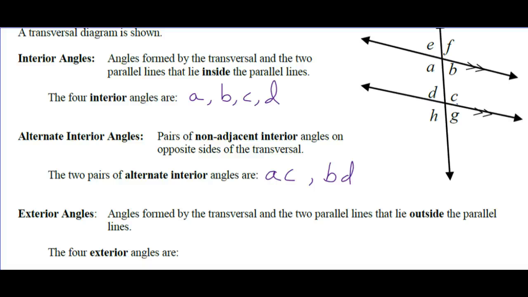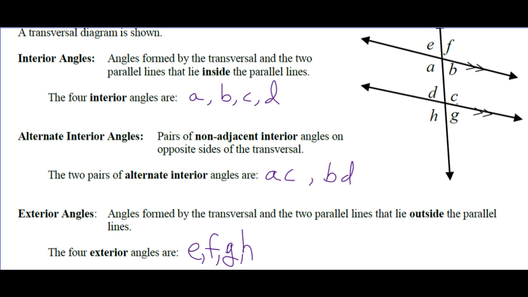Okay? And there's a property about those, right? And that's what we're going to start examining after. But first we need the lingo, right? Need the vocabulary. Exterior angles. Angles formed by the transversal and the two parallel lines that lie outside the parallel lines, and they are E, F, G, H.